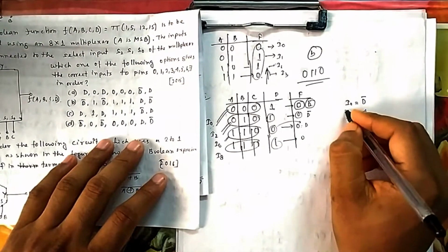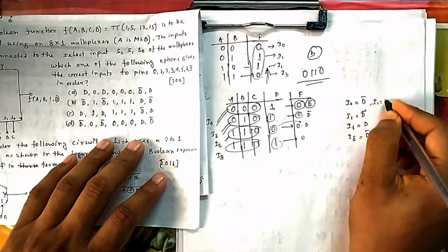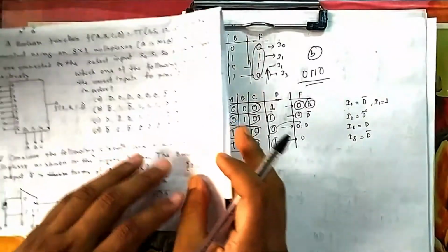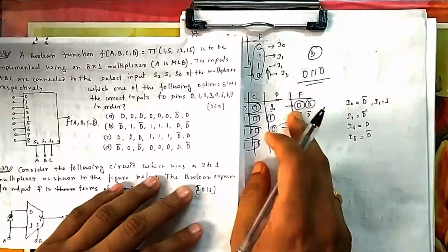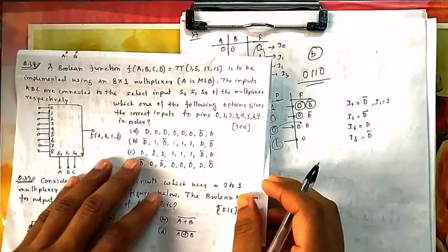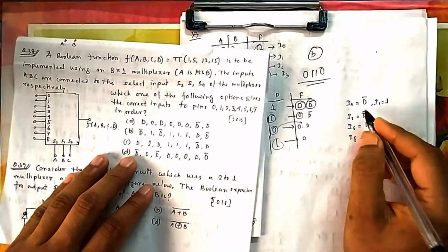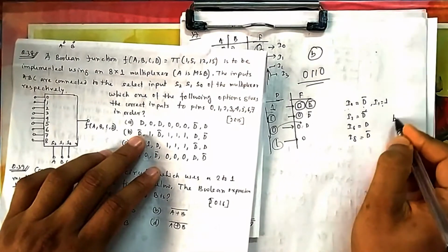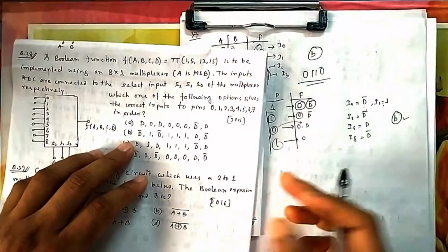And in the rest of the other cases, what will be your I1? I1 should be 1, because in all other cases your output should be 1 irrespective of D. So what will be your input? Then you can see from the options, it will be starting with D bar, then 1, D bar 1, so only option B. If you check the first two, then only you will get it.